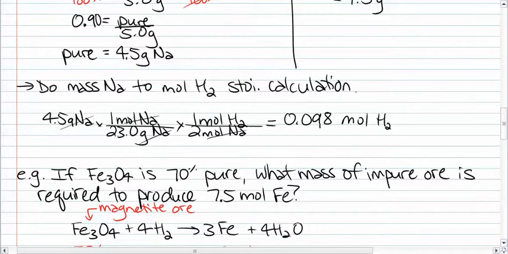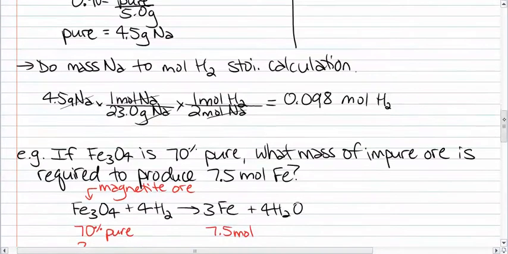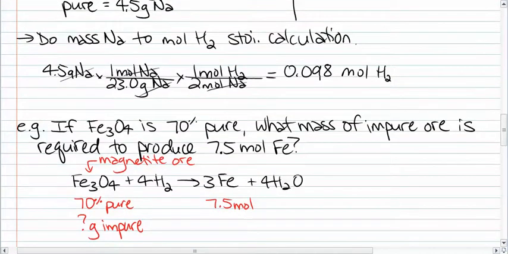If Fe3O4 is 70% pure, what mass of impure ore is required to produce 7.5 moles of Fe? Here's the balanced equation. Fe3O4 is the magnetite ore, that impure ore, and we're reacting it with hydrogen gas to produce iron and H2O. So, the question is telling us that our Fe3O4 is 70% pure and asking us what mass of that we need to produce 7.5 moles of Fe.